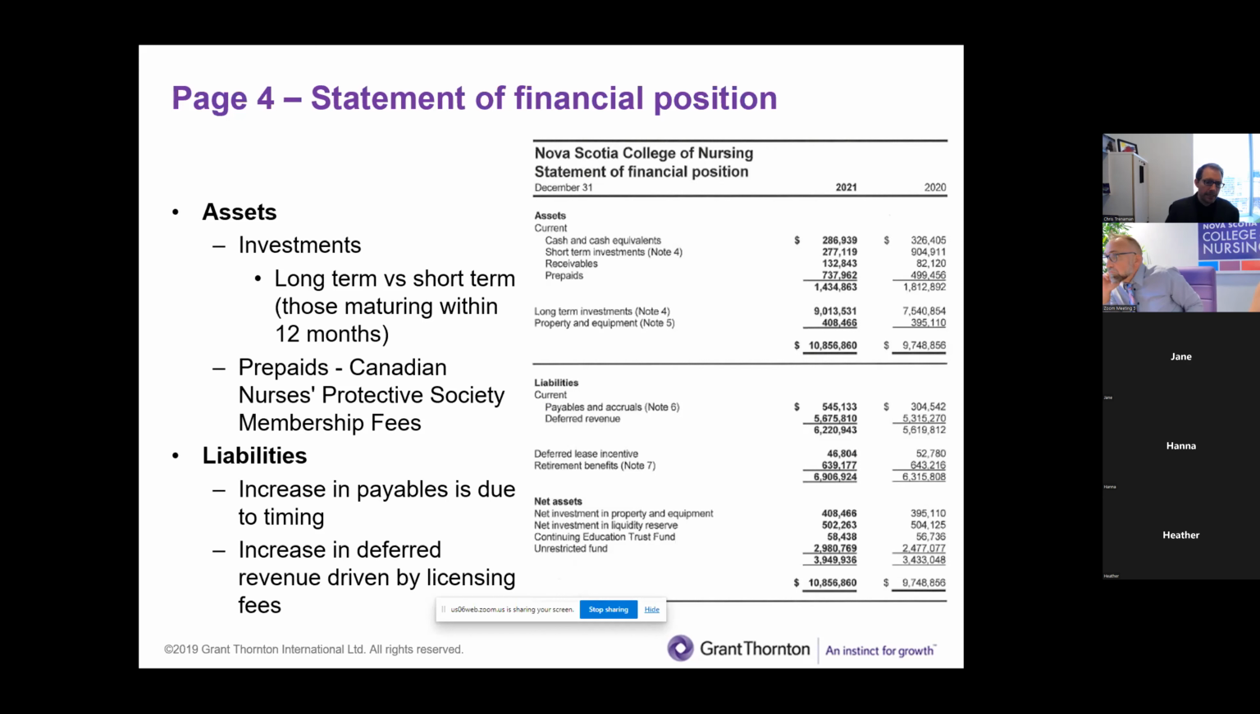From a liability side, there's a large swing around payables and accruals. And really that's just due to timing of when invoices and amounts come due and when the balances are paid. In addition, we see a bit of a swing in deferred revenue for the current year. And that's a direct correlation to the increase in licensing fees that we would have seen on the last page. Because the licensing year doesn't align exactly with the calendar year, it means that there are a number of prepaid amounts at the end of each fiscal year.